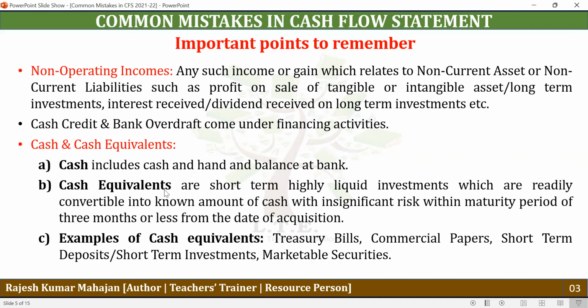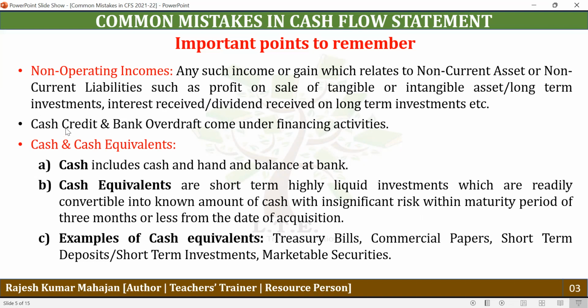And what are the cash equivalents? Cash equivalents are short-term, highly liquid investments which are readily convertible into a known amount of cash with insignificant risk, with the maturity period of 3 months or less from the date of acquisition. So any current assets which have a maturity period of less than 3 months, that is a cash equivalent. Examples of cash equivalent are treasury bills, commercial papers, short-term deposits, short-term investment, marketable securities. So normally in the question you find short-term investment and marketable securities.